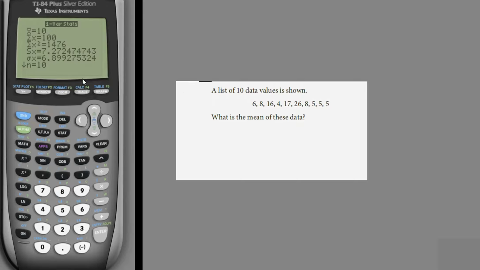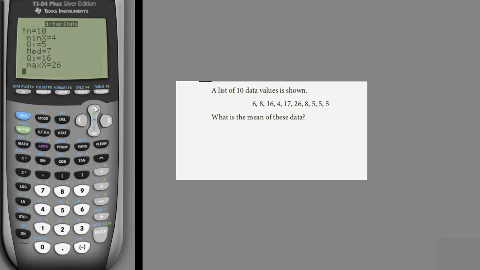That's the right answer. And then if we are asked to find the standard deviation, we have the sample standard deviation Sx, which is 7.27, and the population standard deviation, which is 6.89. This is the number of data values, n, there are 10 values, which is 10. If you navigate down, you see other values: the minimum value of x, the first quartile, the median, the third quartile, and the maximum value of x, which is 26.